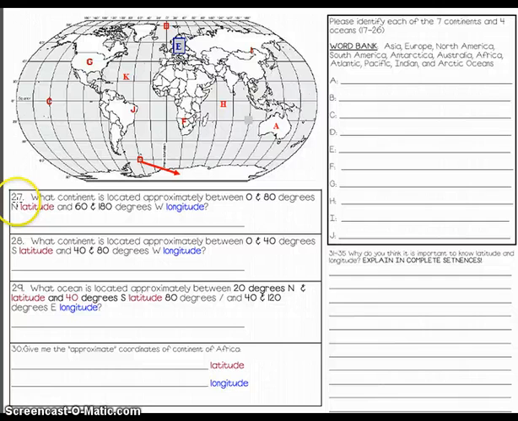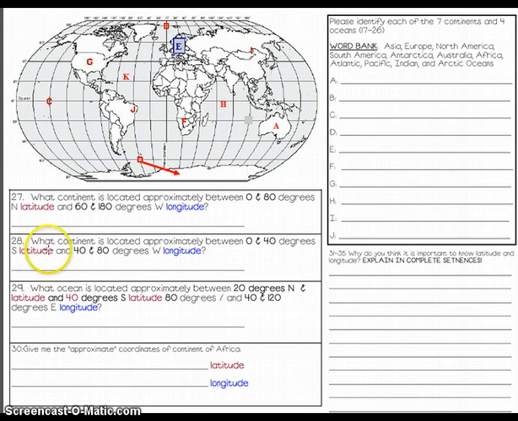All right, number 27. What continent is located approximately between 0 and 80 degrees north latitude and 60 and 180 degrees west longitude? Remember your spellings over in this other box over here. You can look there for the correct spelling. Pause and mark your answer.